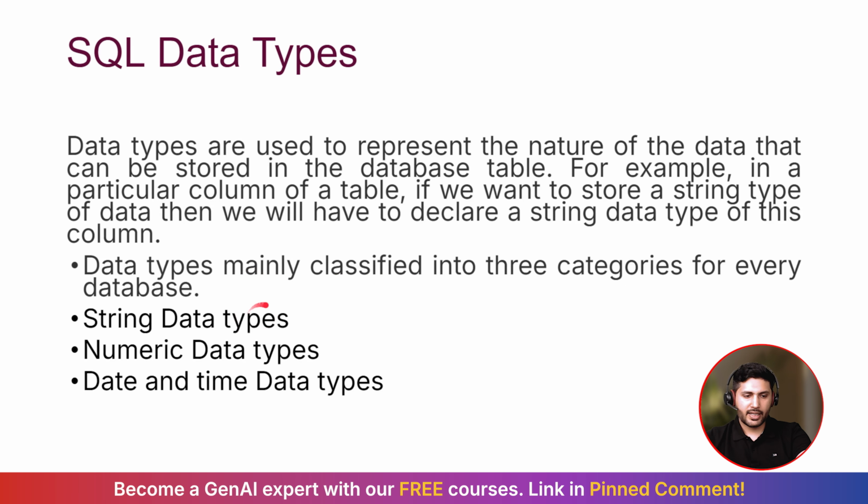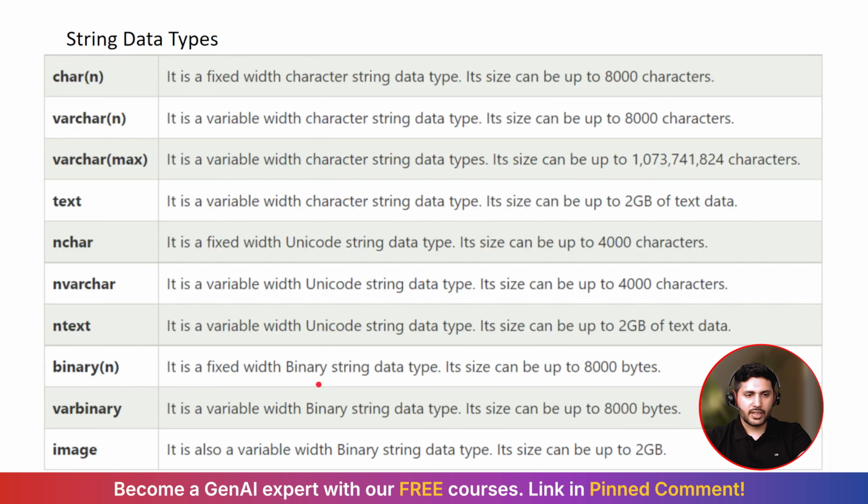First one is string data type, second one is numeric data type, and then we have date and time data type. Now going on further, these are the data types that we have for string. We have char and varchar, the most commonly used. Char is a fixed width character data type. It can size up to 8,000 characters, normally used to store characters.